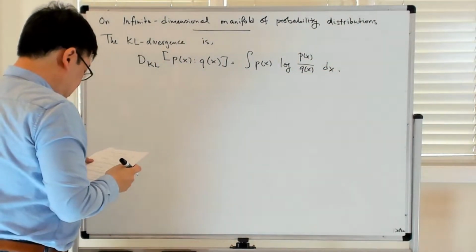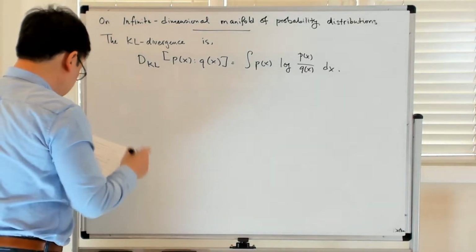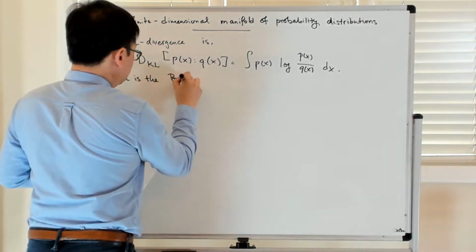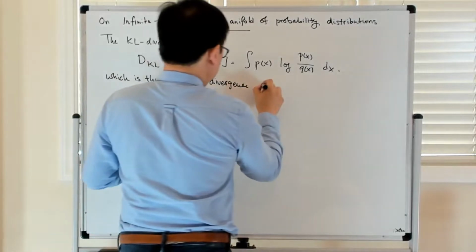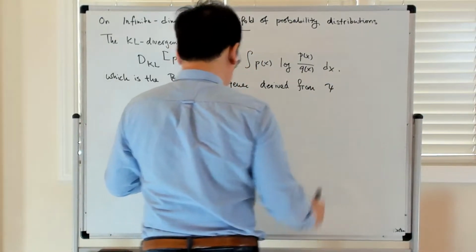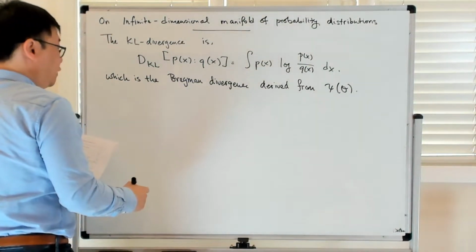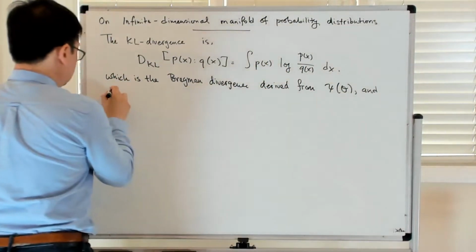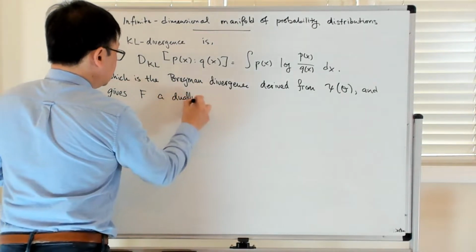associated with that convex function, which is the Bregman divergence. And it gives you this dually flat structure.